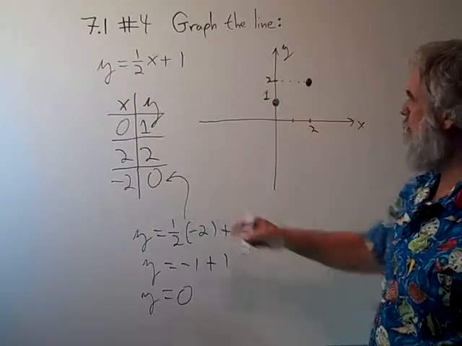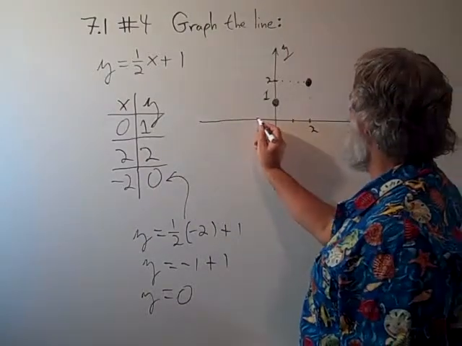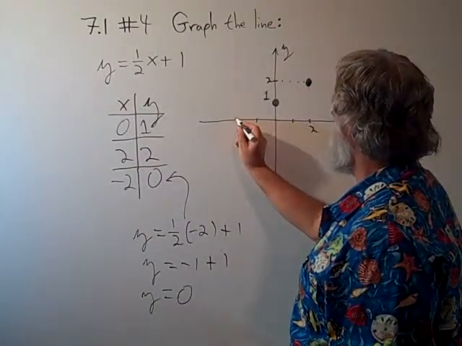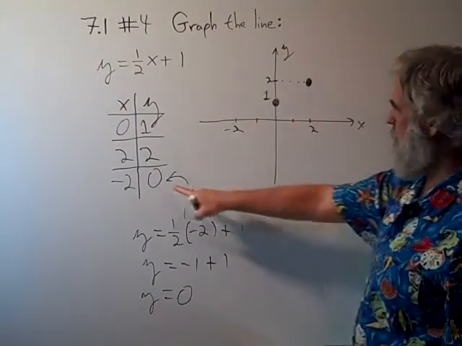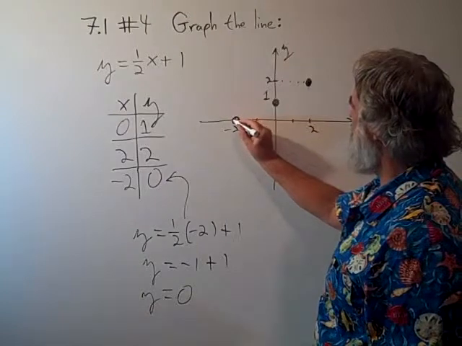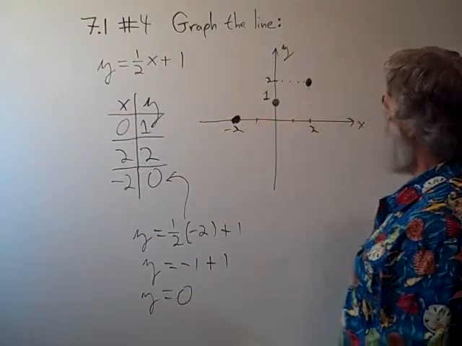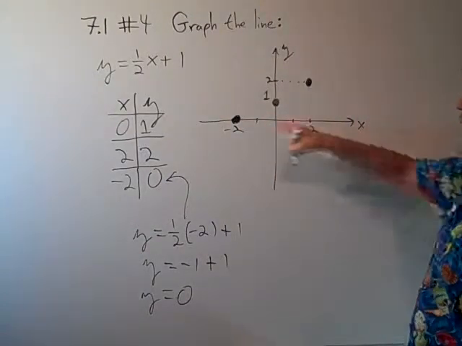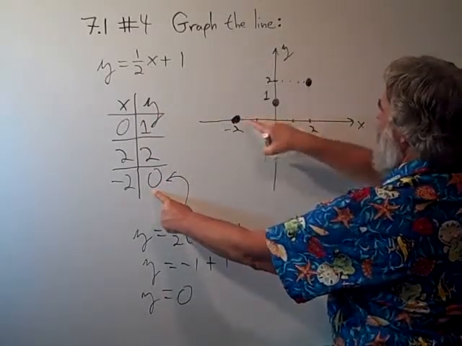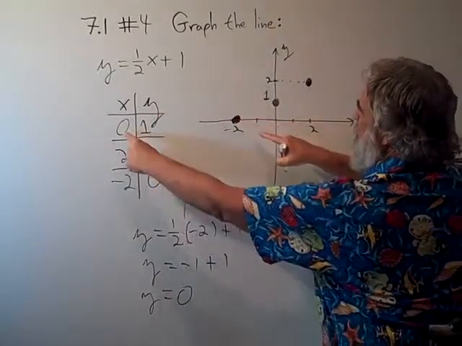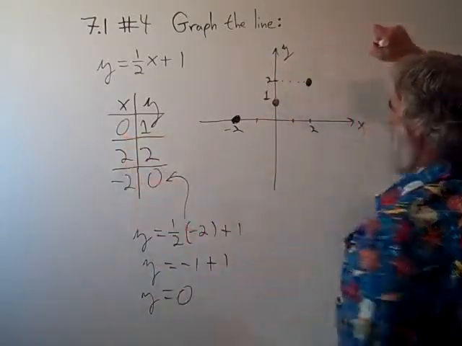The third point, negative 2, 0, means if I go 2 to the left from the origin, I go up a distance of 0 to get to the line, so that is along the line. That's where the line crosses the x-axis. Notice that when y is 0, you're on the x-axis, just like when x is 0, you're on the y-axis.